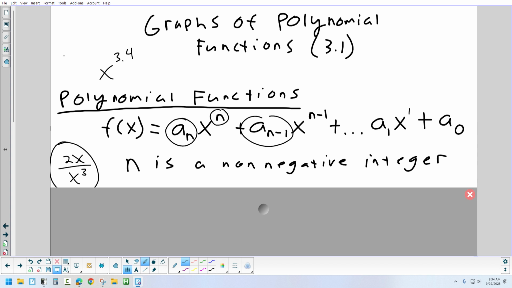Yeah, if you simplify that, this is really like having 2 over x squared. Well, when you have an x squared in the bottom, that's equivalent to writing x to the negative 2 power. That has a negative exponent, even though it's not written that way. Okay, so no variables in the bottom of a fraction. That would not be a polynomial.